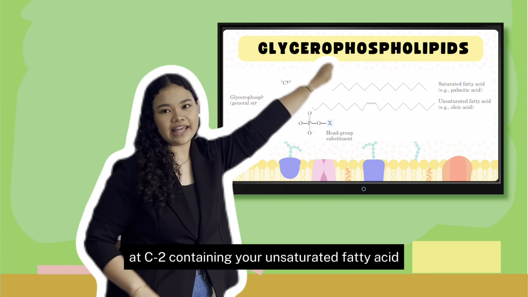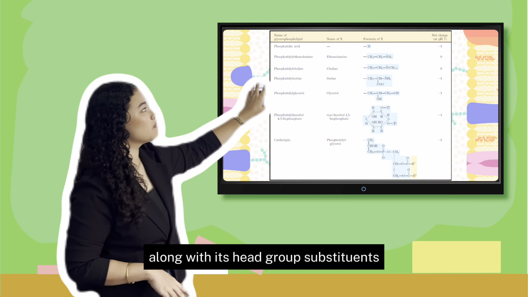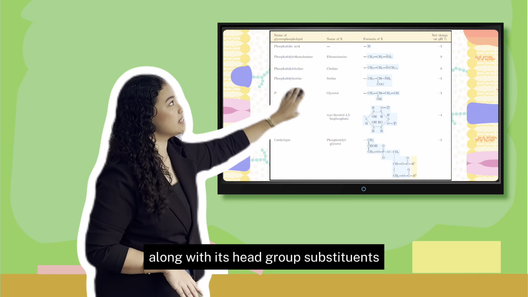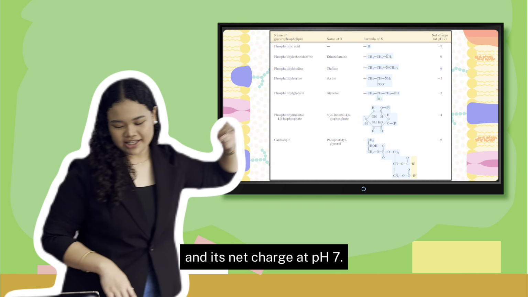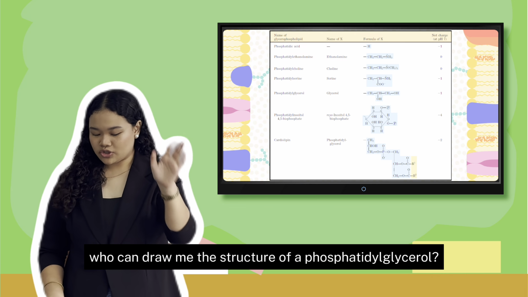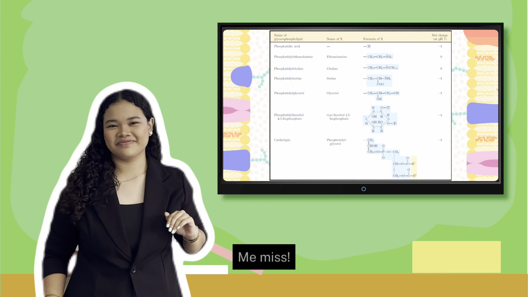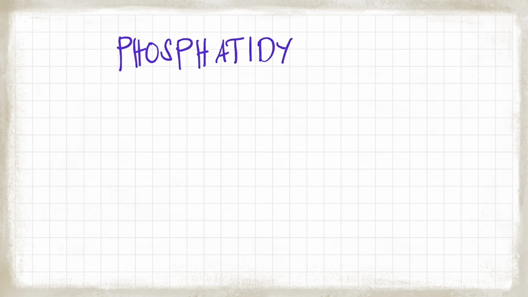None so far, Miss. Now let's take a look at this table diagram here containing your different types of glycerophospholipid along with its head group, substituents, and its net charge at pH 7. So now can I ask the students who can draw me the structure of a phosphatidylglycerol? Me, Miss! Phosphatidylglycerol.